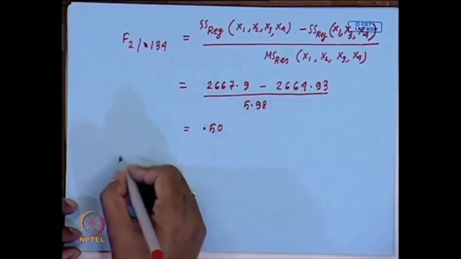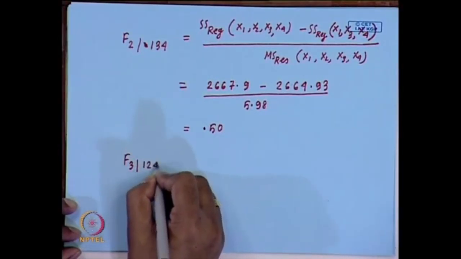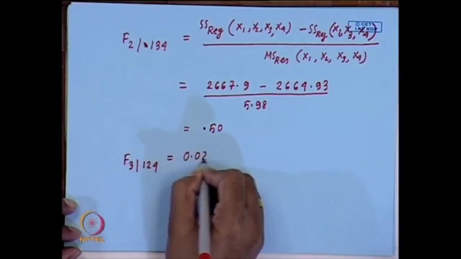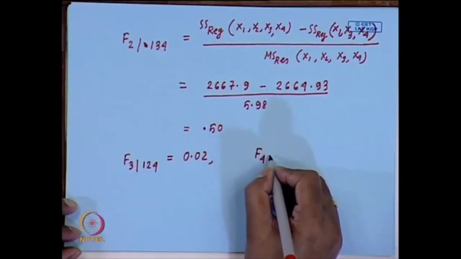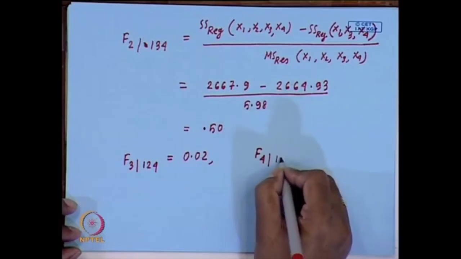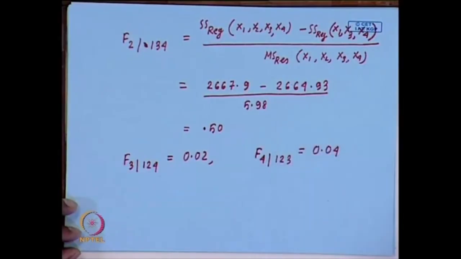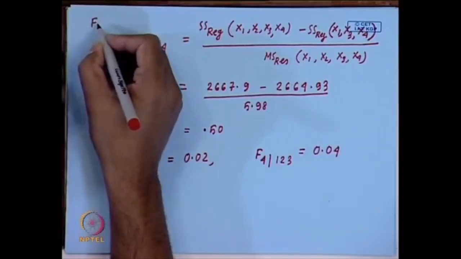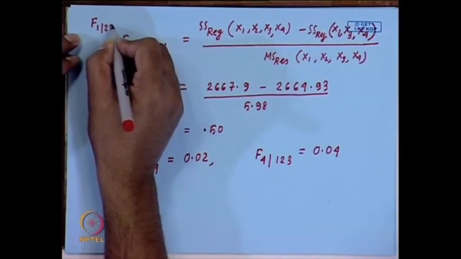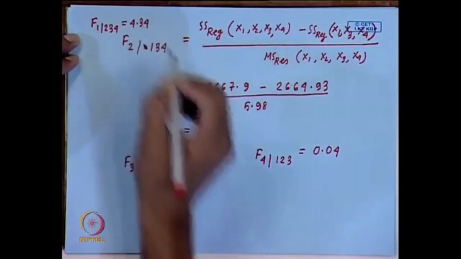Similarly, you compute the others. I am not going into the detail of the other calculations. So, F 3 given 1, 2, 4, you can check that this is equal to 0.02, and F 4 given 1, 2, 3 is equal to 0.04. So, we have all the 4 partial F values. The first one was F 1 given 2, 3, 4, that value was 4.34, okay.